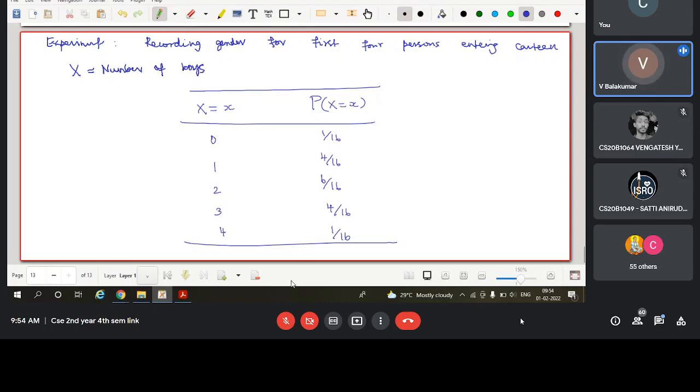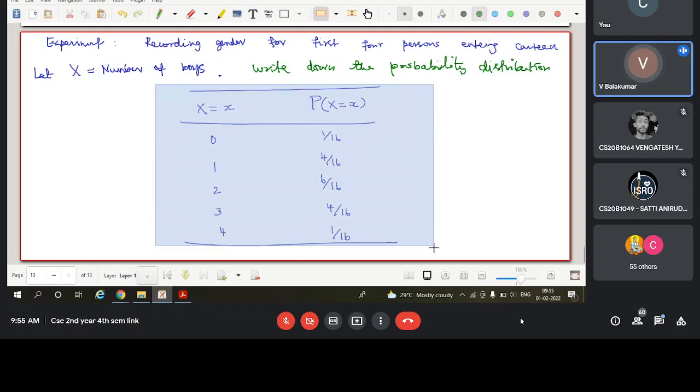All these experiments we have done already. Just the question is: let X equal the number of boys. I'm asking you to write down the probability distribution. If you write this table, that is called the probability distribution.